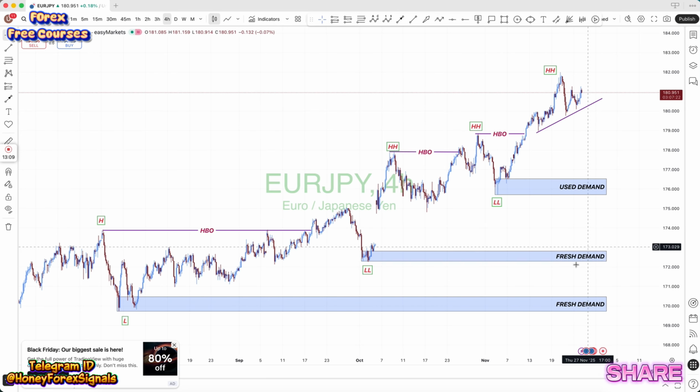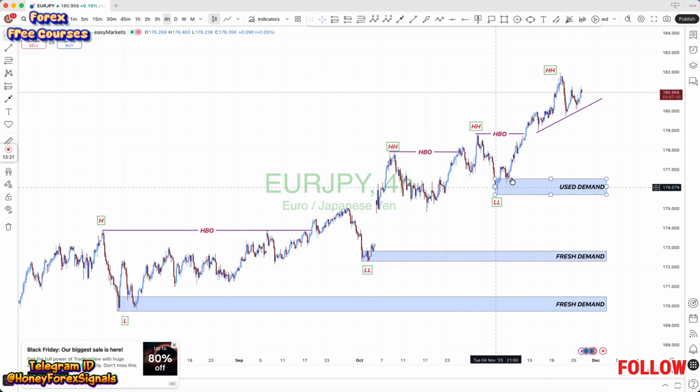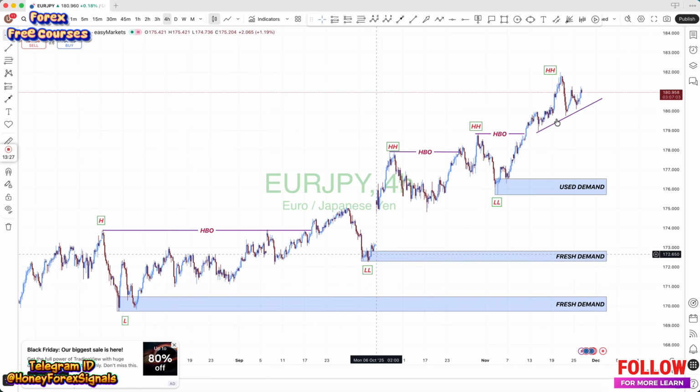Because this is our fresh demand zone. This demand already used, see high breakout. This point is telling us this demand already used. This demand not retested, so this is our fresh demand zone.